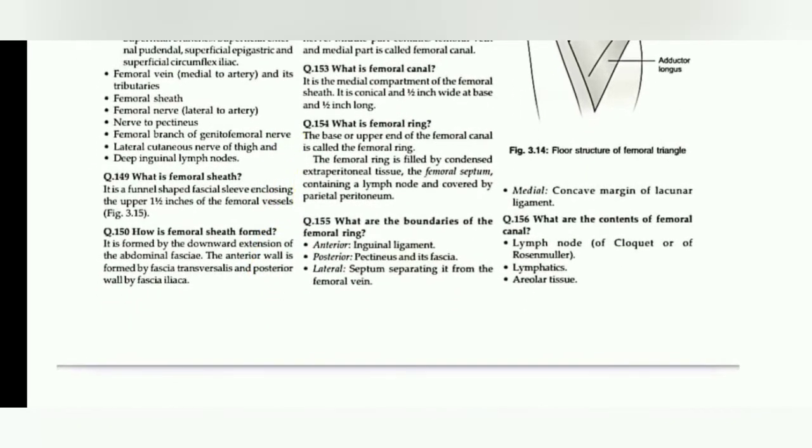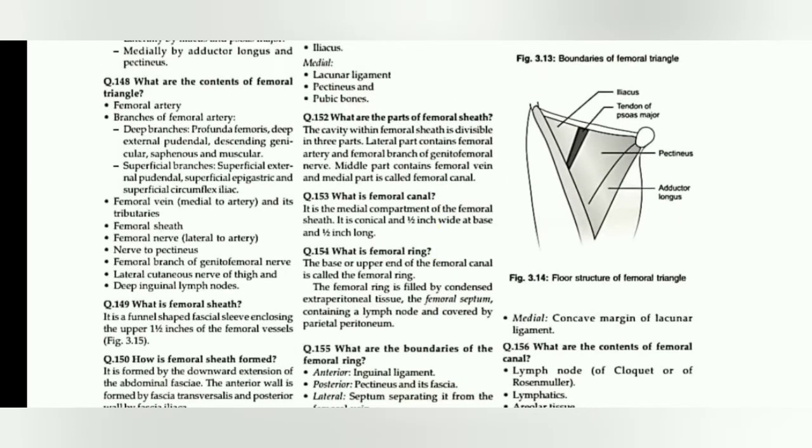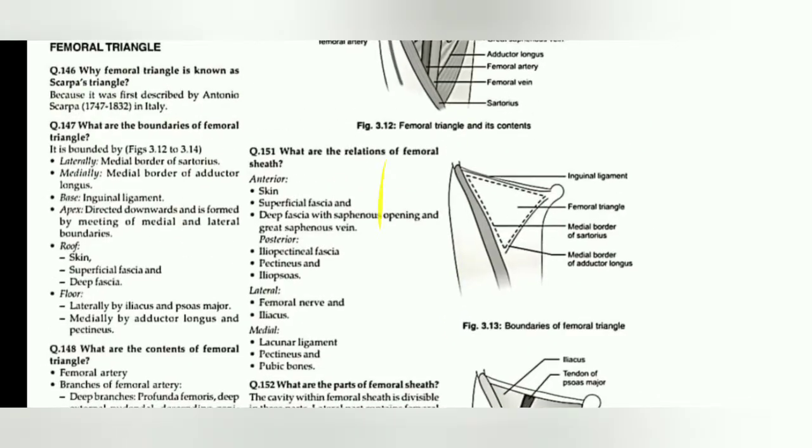Then what is the femoral sheath? It is a funnel shaped fascial sleeve enclosing the upper 1.5 inches, or 4 cm, of the femoral vessels. How is the femoral sheath formed? It is formed by the downward extension of the abdominal fascia. The anterior wall is formed by the fascia transversalis and the posterior wall by the fascia iliaca. All these questions are looking so easy now. We have discussed it 3 times.